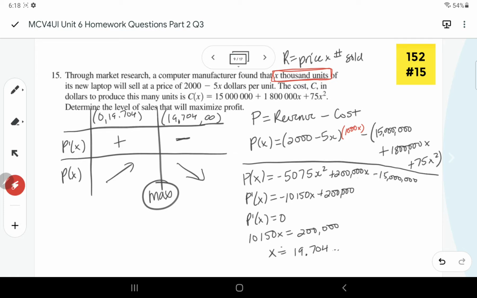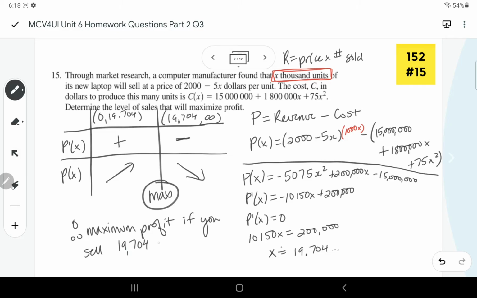Because I don't actually have an endpoint. I assume I can't make negative computers, but it would just be greater than 0. We don't have an upper bound. So we could say, therefore, maximum profit, does it ask how many we should make, sell 19,704 computers.